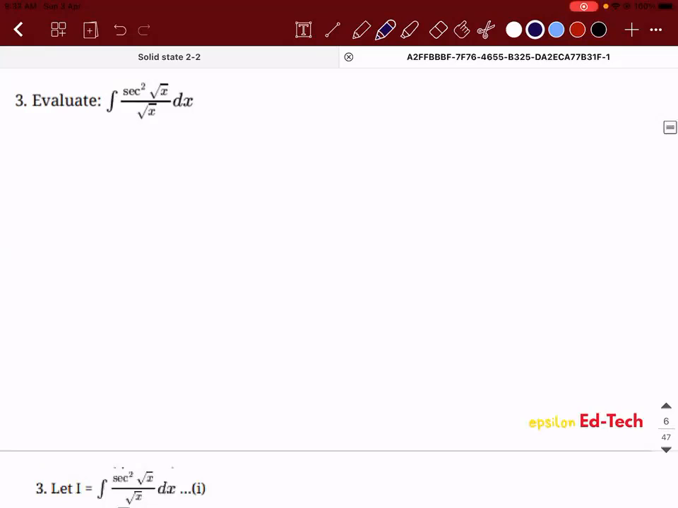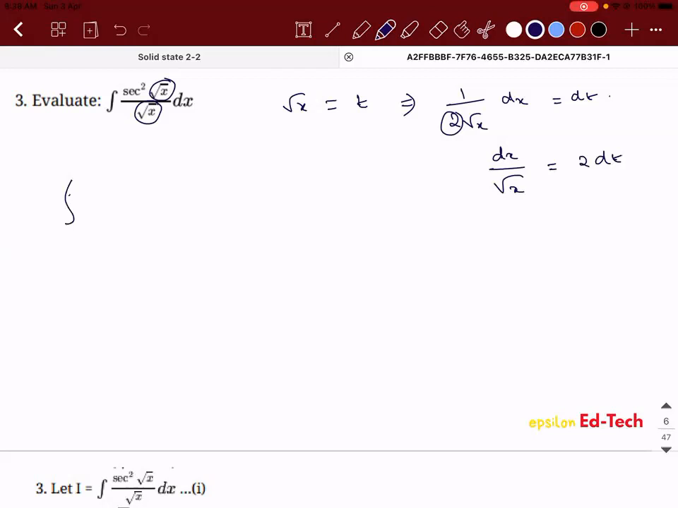So integral of secant square root x divided by root x. Wherever root x is in the denominator and you have a root x in the numerator also, you need to take root x as t and then differentiate it. So 1 by 2 root x dx is equal to dt. So if I take 2 to the other side, dx by root x is equal to 2 dt.